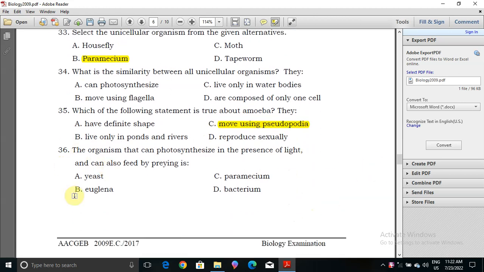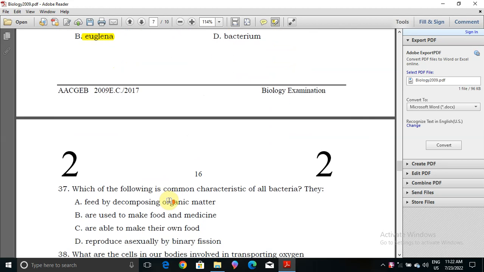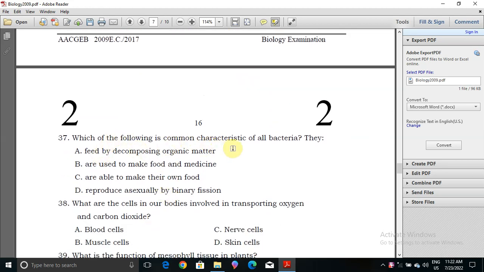Okay, now question number 36. The organism that can photosynthesize in the presence of light and can also feed by preparing food is what? Euglena, of course. Now in question number 37, which of the following is a common characteristic of all bacteria? They feed by decomposing organic matter, or are used to make food and medicine, or are able to make their own food, or reproduce asexually by binary fission. Here it says what is common to all bacteria. So the correct answer will be reproduce asexually by binary fission.